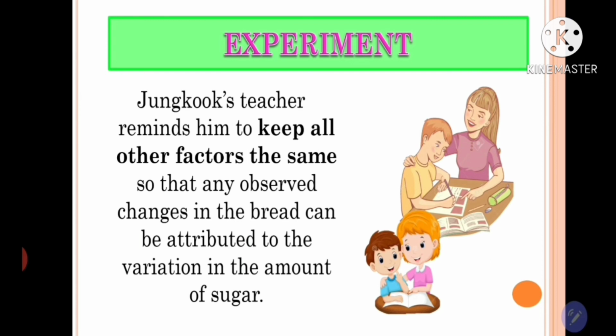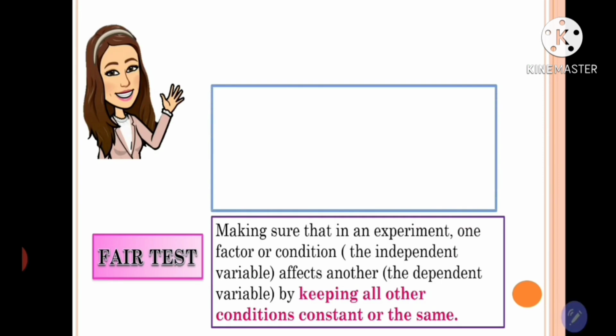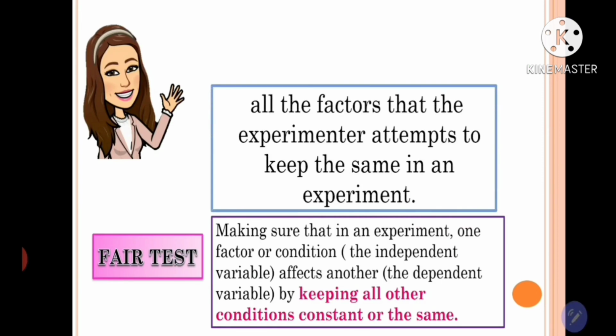So, let's go back to the experiment of Jungkook. Jungkook's teacher reminds him to keep all other factors the same so that any observed changes in the bread can be attributed to the variation in the amount of sugar. That's why Jungkook comes up with a fair test. When you say fair test, it is all the factors that the experimenter attempts to keep the same in the experiment. So all the factors or variables that the experimenter wants to maintain and keep the same is what you call the fair test.